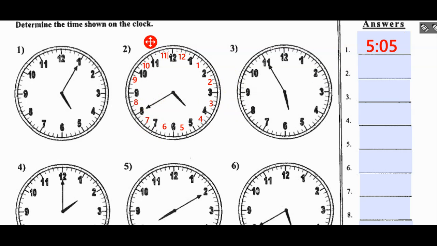So right now the hour hand is where? 4. What's the minute hand? Where? 8, right? So I'm counting by 5s, or 8 times 5 is 40. So that's page 1 in this packet.